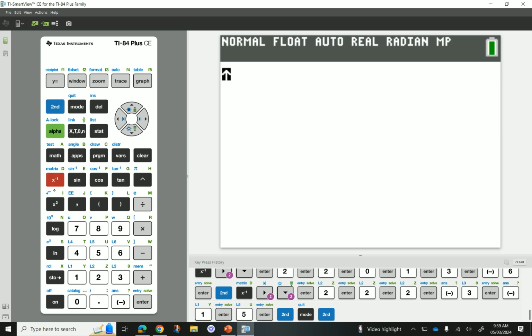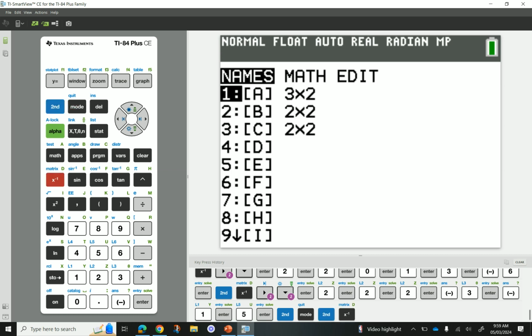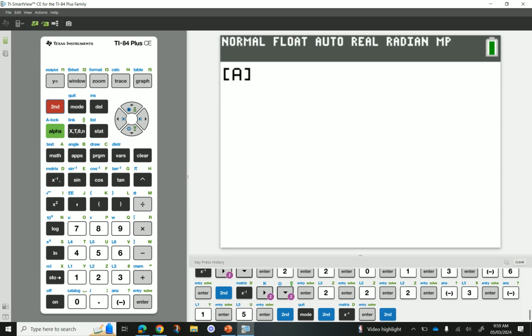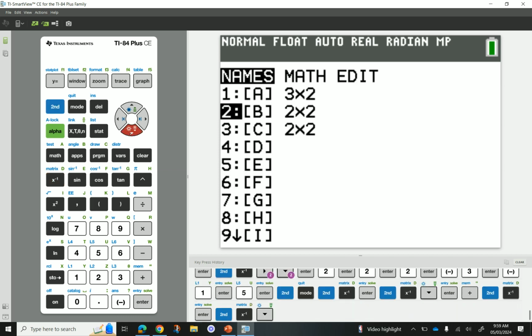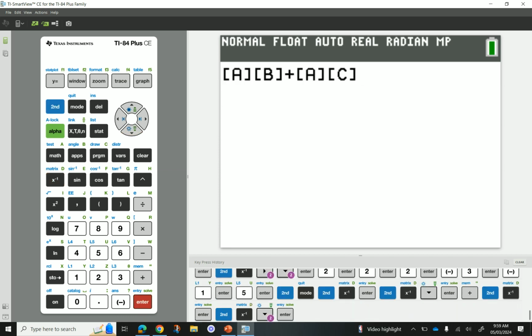So second matrix, the names, these are the ones I've already stored. So I want matrix A times matrix B. So they're right next to each other. And then we're going to add them. Matrix A, enter, and matrix C. So it looks just like it does on your paper.